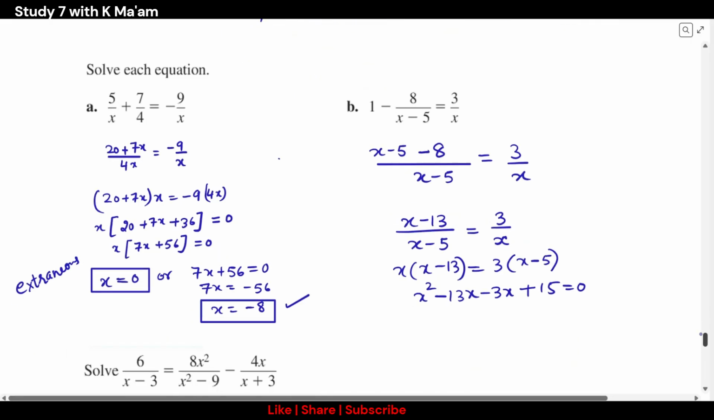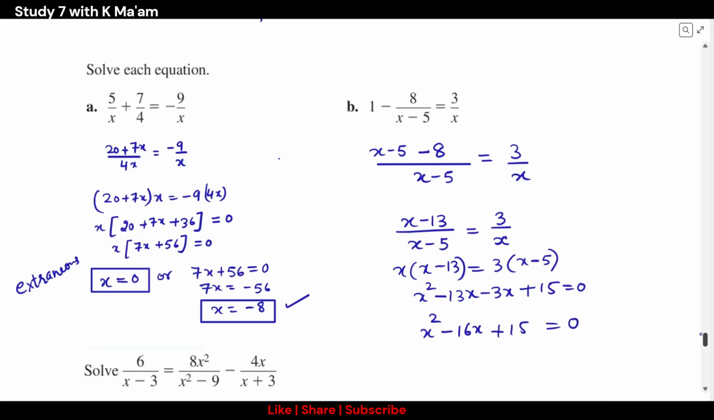If we simplify, x squared minus 16x plus 15 equals 0. What will be the factors? x minus 15, x minus 1. So your answer will be 15 or 1.